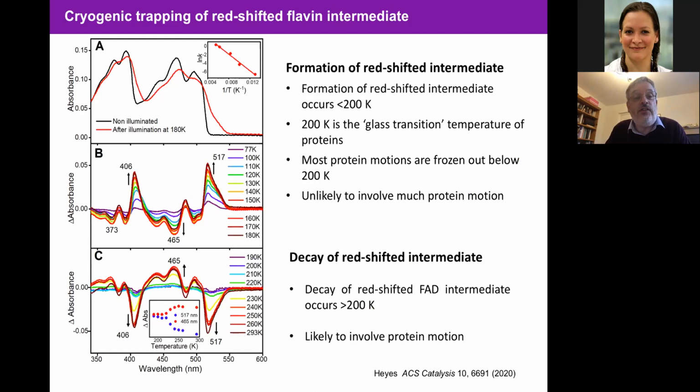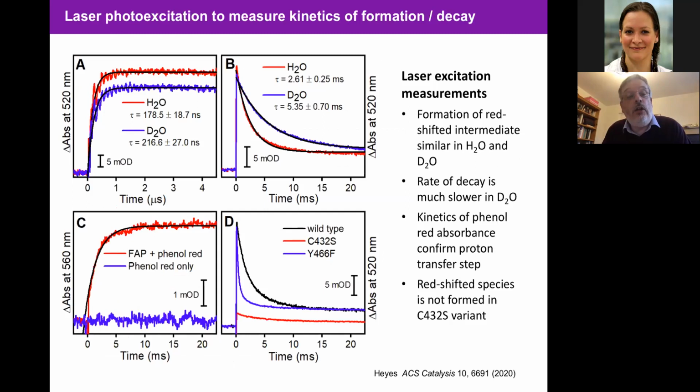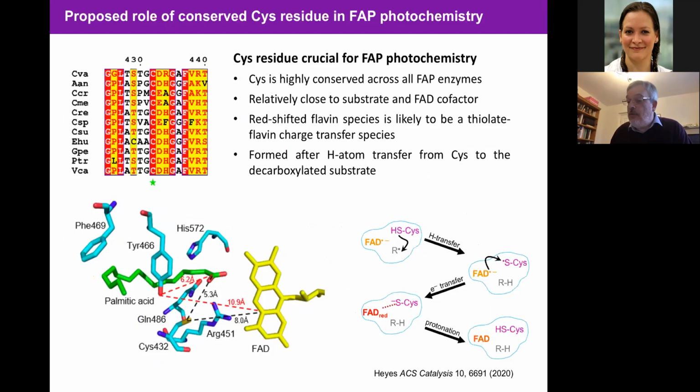We were also able, using laser excitation experiments, to look at proton transfer and hydrogen transfer reactions associated with the formation and decay of that red intermediate. And we're able to begin to deconstruct the overall reaction mechanism and proton transfer pathways, and indeed identify key residues in the active site. And I point you to the cysteine residue, cysteine 432, that we showed is involved in formation and decay of that particular red intermediate. What that means is that we've been able to advance now our understanding of the overall reaction mechanism.